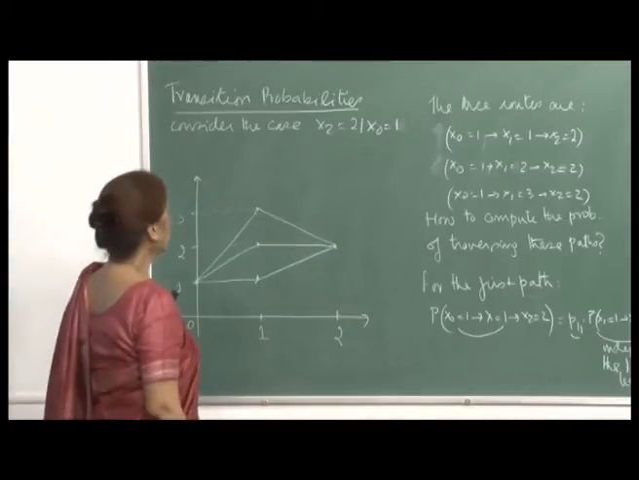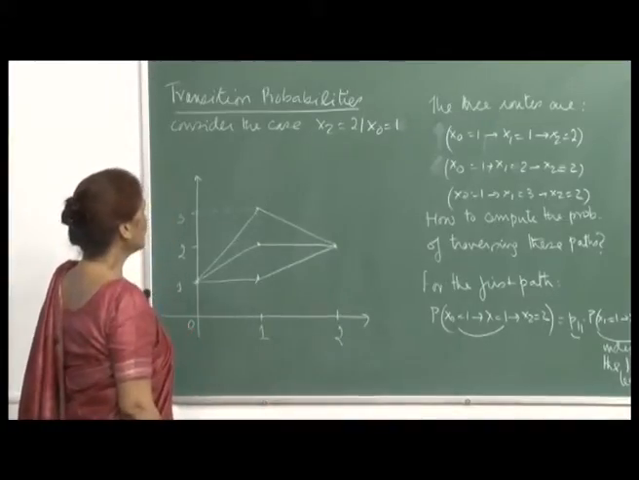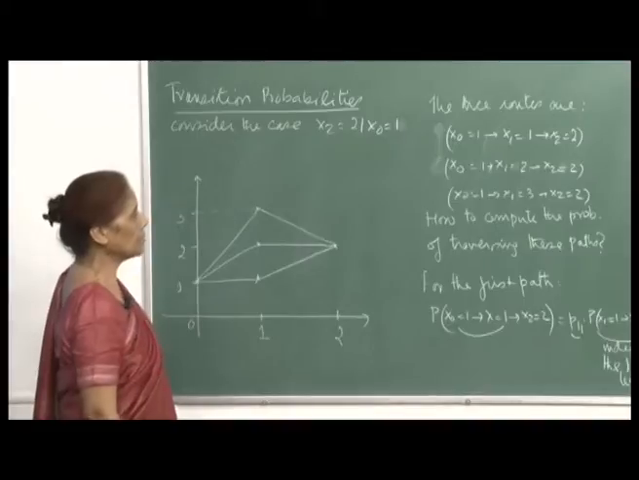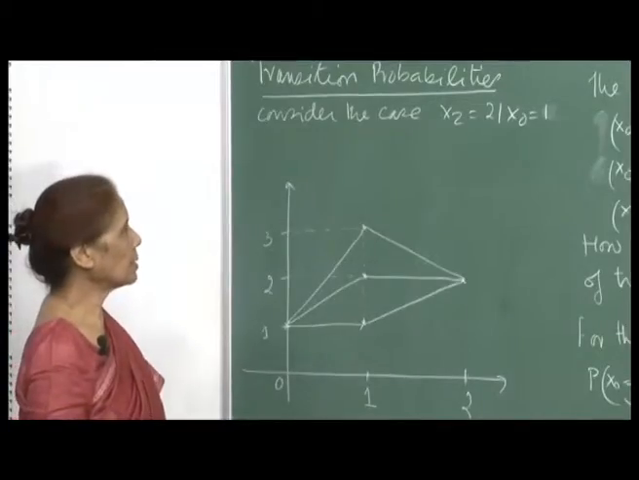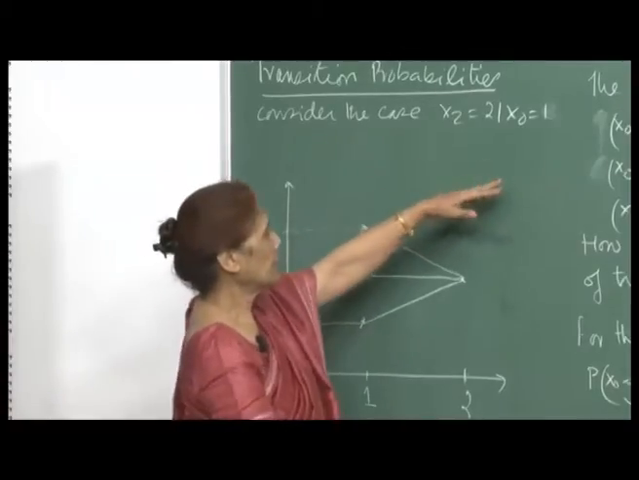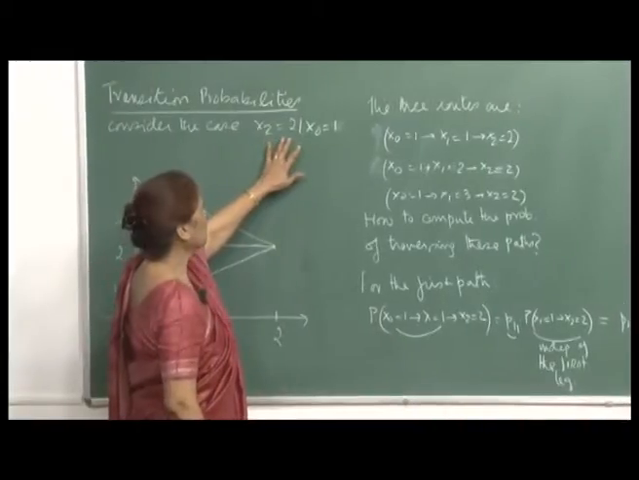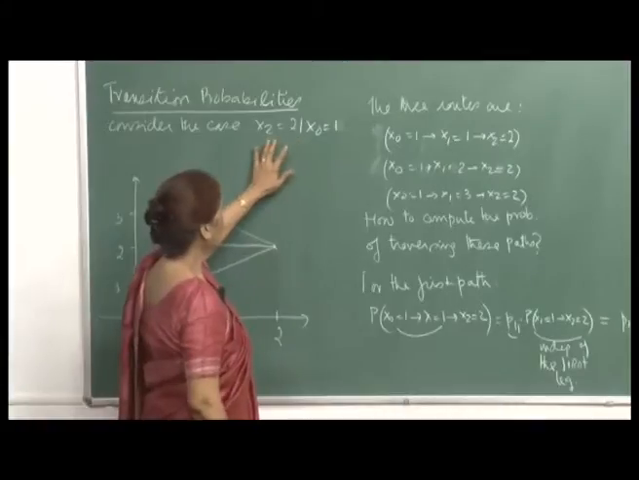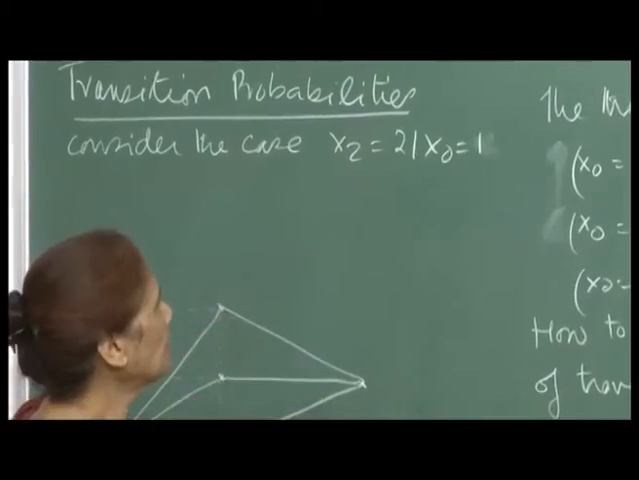Continue the discussion about computing transition probabilities. One step transition probabilities I showed you, and we had just started talking about two step transition probabilities. So, just consider a case. In the last lecture I considered the case x 2 equal to 1, x naught equal to 1. Now, let us look at x 2 equal to 2 and x naught equal to 1.